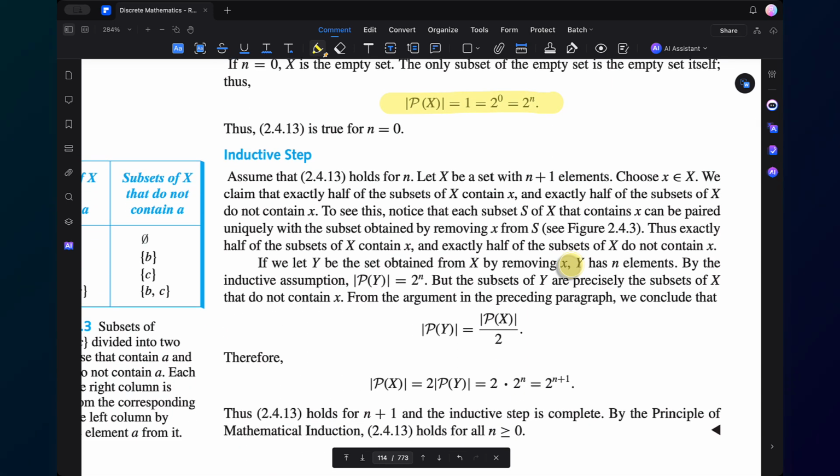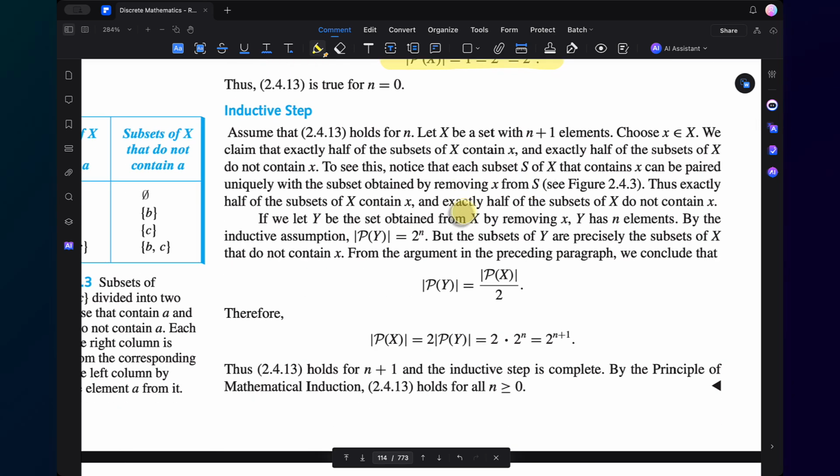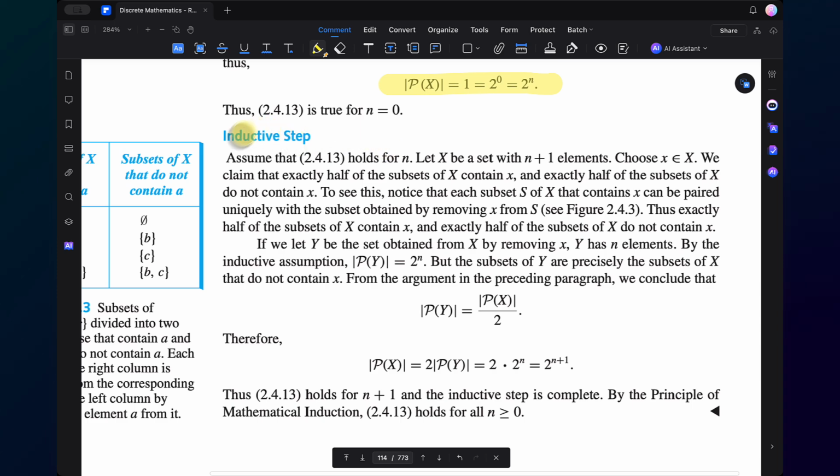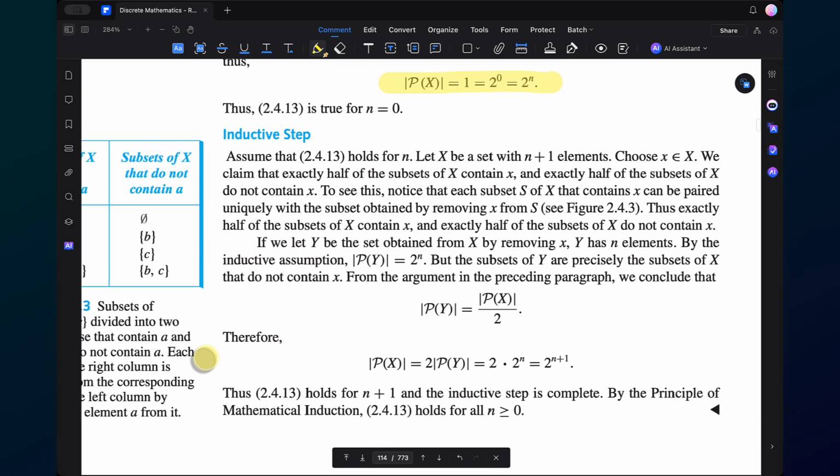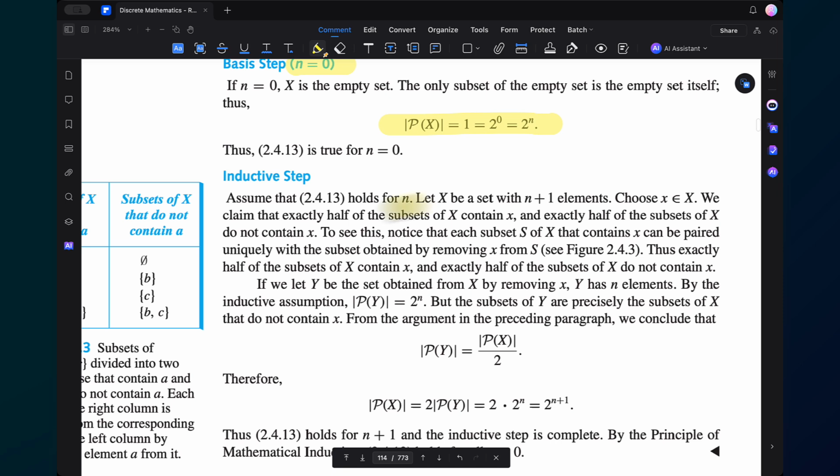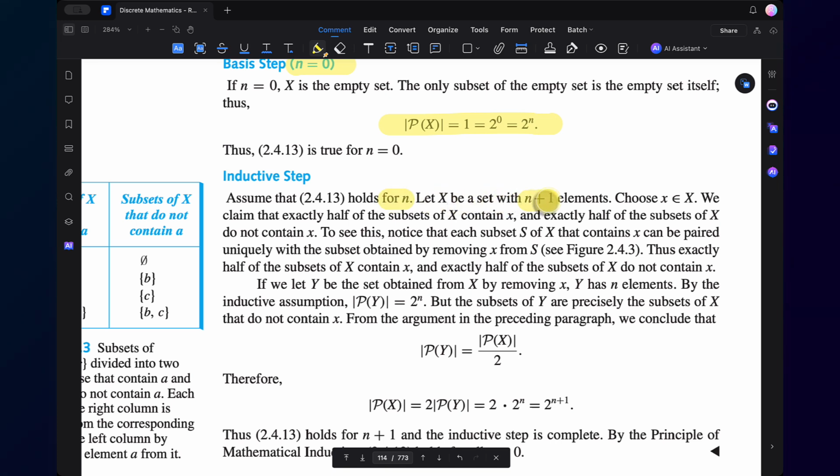Okay, now for the inductive step, let me outline the proof first. We assume that this holds for n, and let X be a set with n plus 1 elements. So here's what we do. We choose an x inside of X, right? And here's our claim: exactly half of the subsets of X contain x.